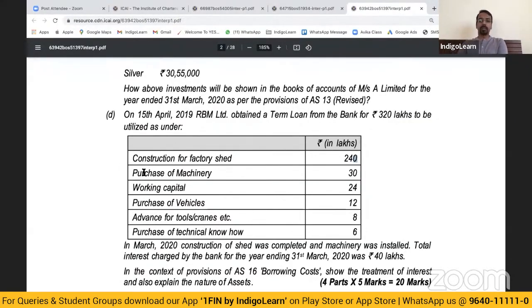Then you will capitalize. Purchase of machinery: generally, if it is an outright purchase, it will not be a qualifying asset, so you will not capitalize. Working capital is definitely not capitalized. Purchase of vehicles, again ready for use, will not be capitalized. Advance for tools, cranes, and purchase of technical know-how. Depending on whether you treat this as a qualifying asset or not, accordingly you will categorize this as capitalization or not required to be capitalized, right? Purchase of technical know-how, already ready to use, so there is nothing to be capitalized in that context.